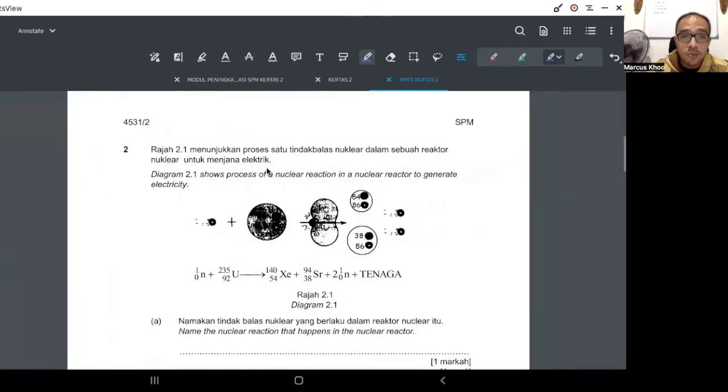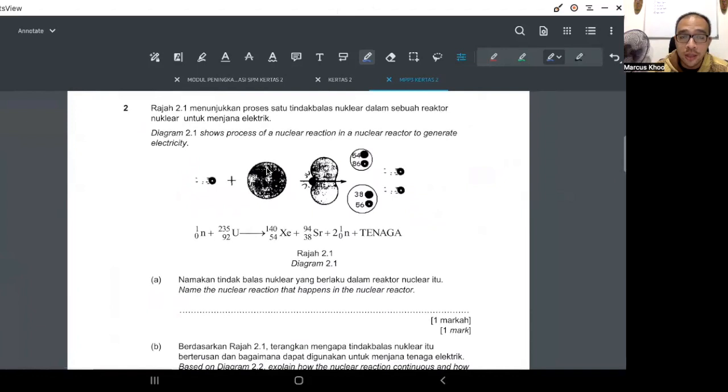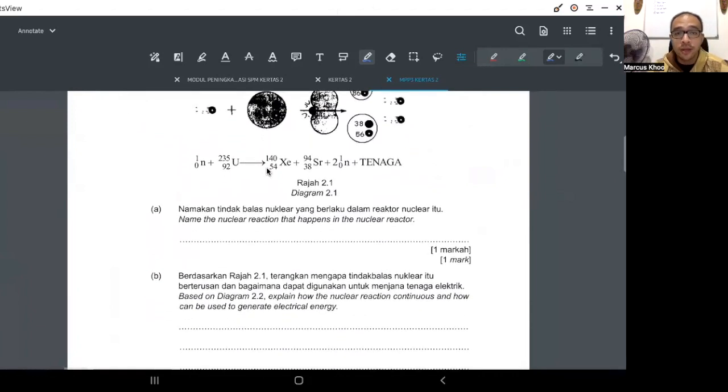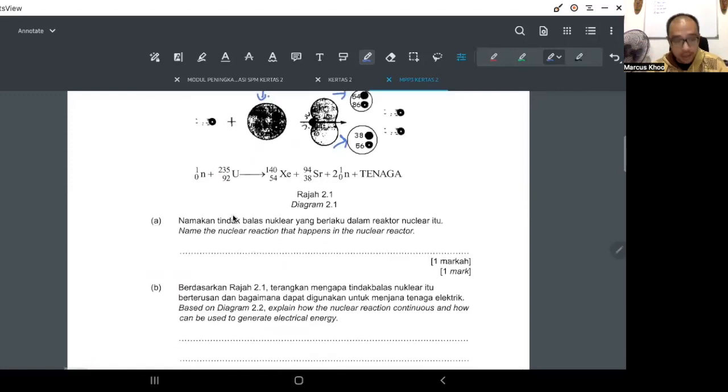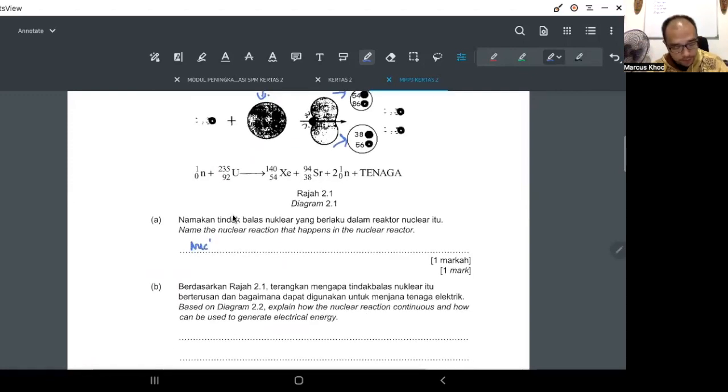Diagram 2.1 shows the process of a nuclear reaction in a nuclear reactor to generate electricity. Name the nuclear reaction that happens in the nuclear reactor. Again, there are 2 types of nuclear reactions: either nuclear fusion, where we combine, or nuclear fission, where we split. In this case, you see that one big nucleus becomes 2 small ones. So it is nuclear fission.